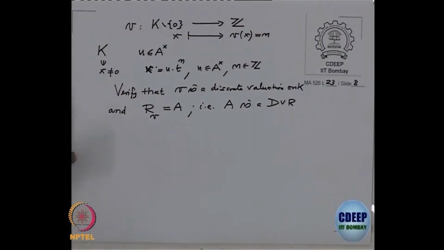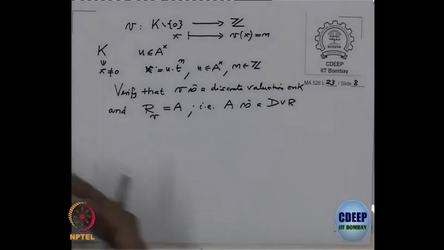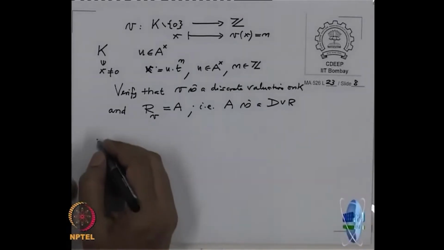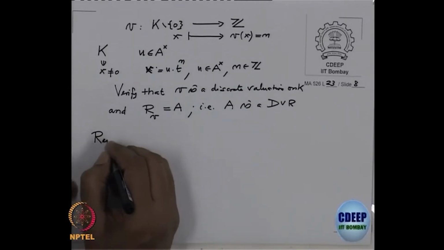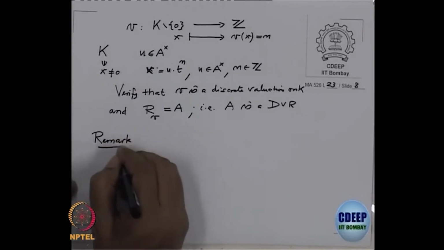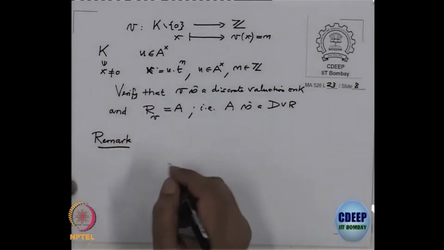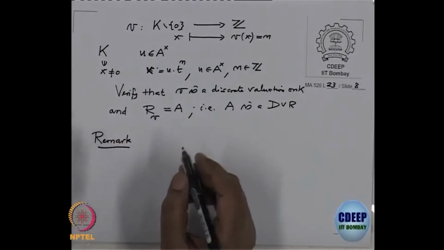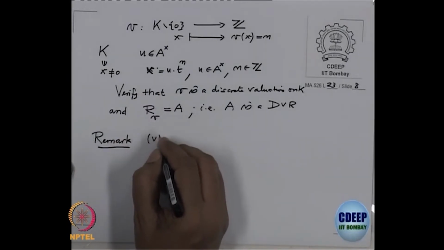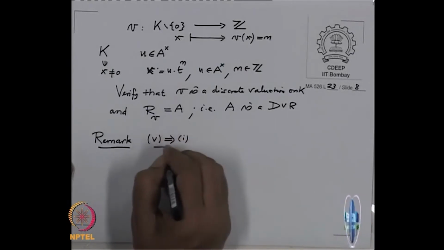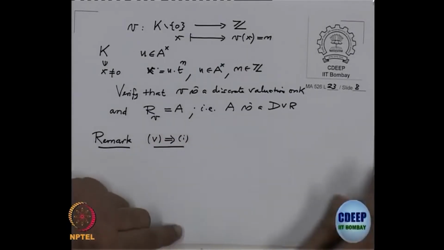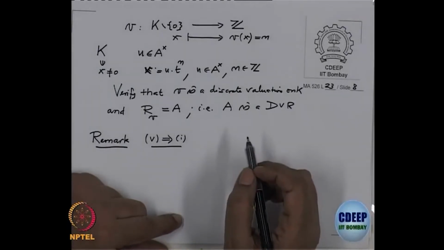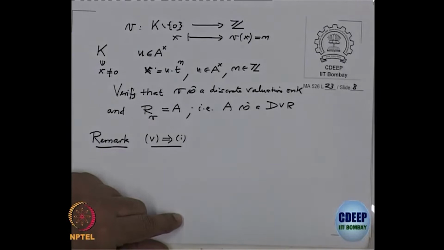Okay, now I want to deduce some corollaries. I just want to make one remark about the proof. In the last implication, 5 implies 1, the choice of t. See, in 5 it was given that the maximal ideal is principal. So, the choice of t.